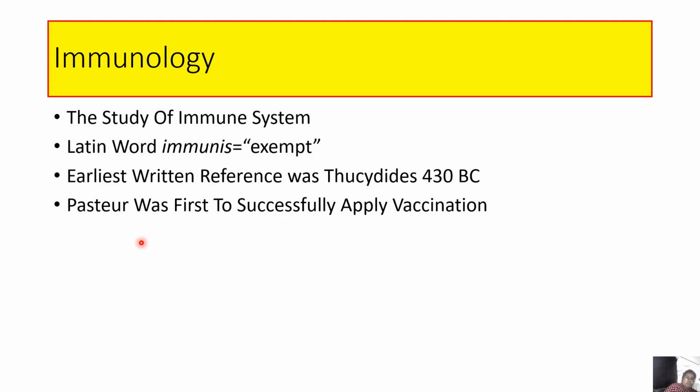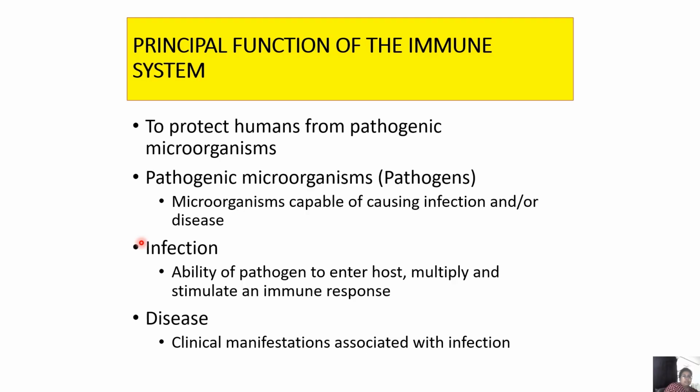So we have talked about the study of immunology, like Pasteur was the first to successfully apply. Now, as we said, the principal function of the immune system is basically to protect the human body. Basically, it's a warrior system, protecting the human body from pathogenic organisms. Pathogenic microorganisms can be in the form of bacteria, viruses, any form of foreign particle can be taken as a pathogenic organism, right?